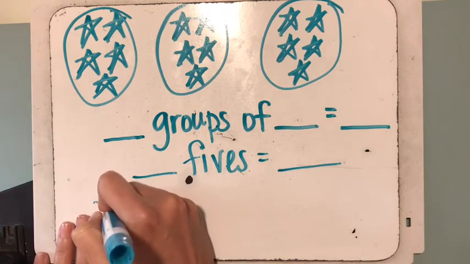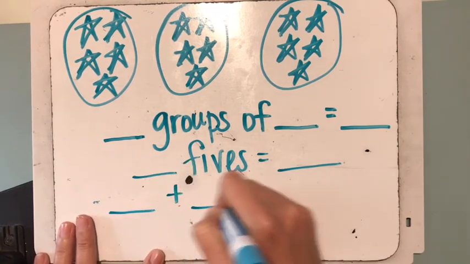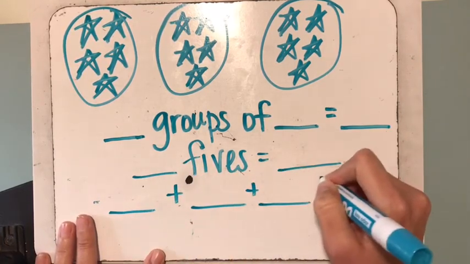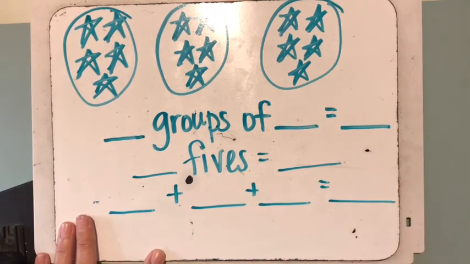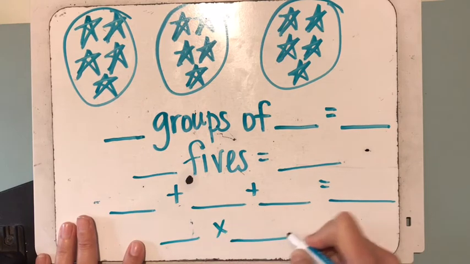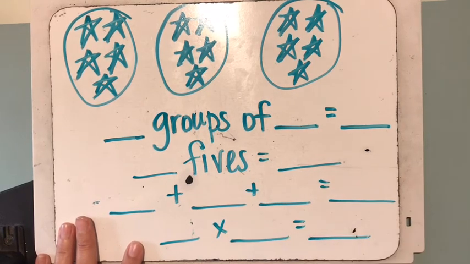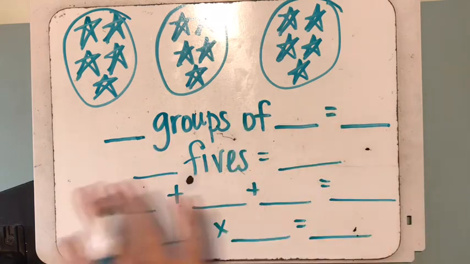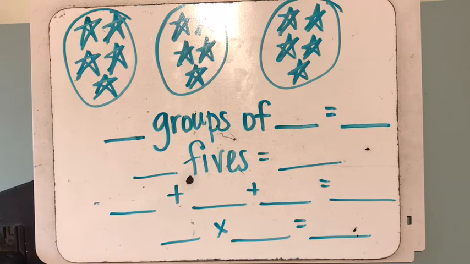The third one is blank plus blank plus blank equals blank. Fill it in, see if you got it right. Pause the video. And blank times blank equals blank. Write that down, fill them all out. All right, let's see if you got these right.